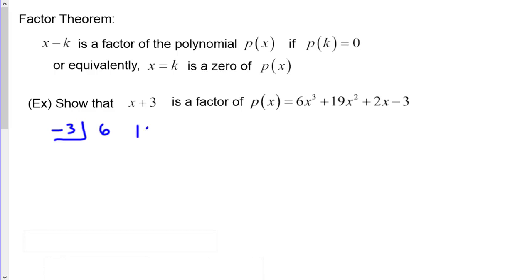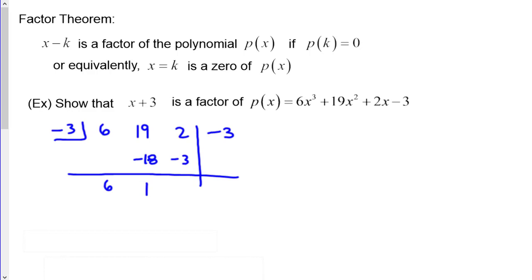6, 19, 2, and negative 3. So if I bring the 6 down, 6 times negative 3 is negative 18. Negative 18 and 19 is 1. So that becomes negative 3. And that becomes negative 1. Negative 1 times negative 3 is positive 3. And these add up to 0. Because this evaluates to 0, this says x plus 3 is a factor of p of x.